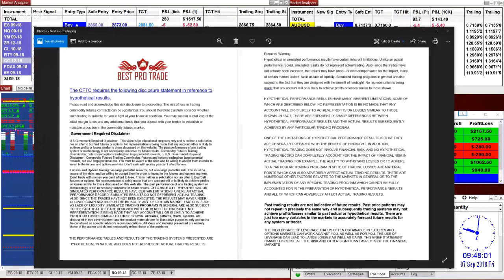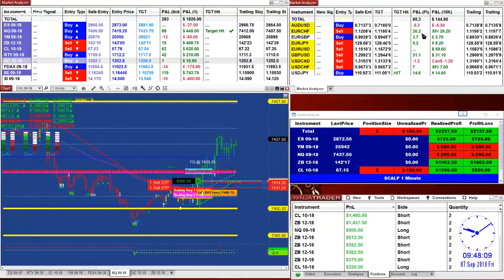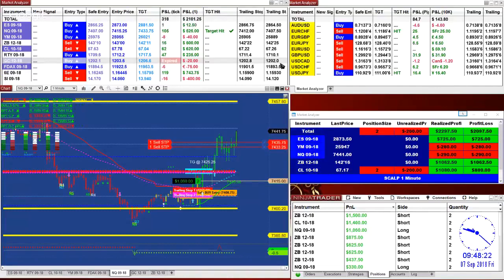Before we start, we have a disclosure. Please be aware of the risk in the futures market. What we do here is share our signals, and you're welcome to copy those signals as long as it's at your own risk.